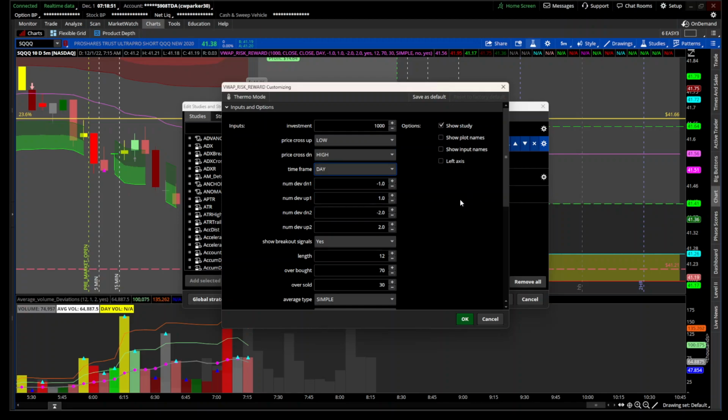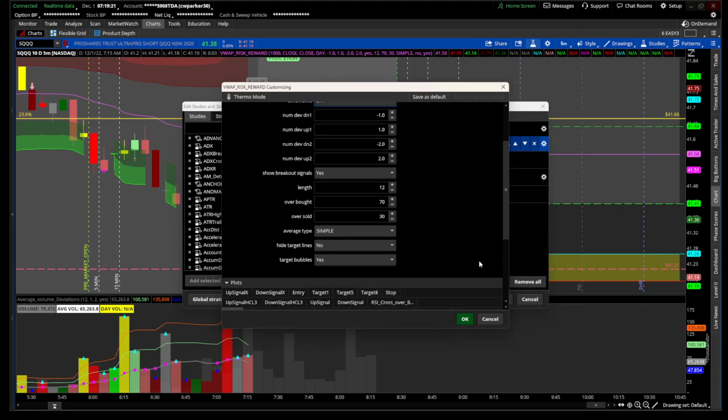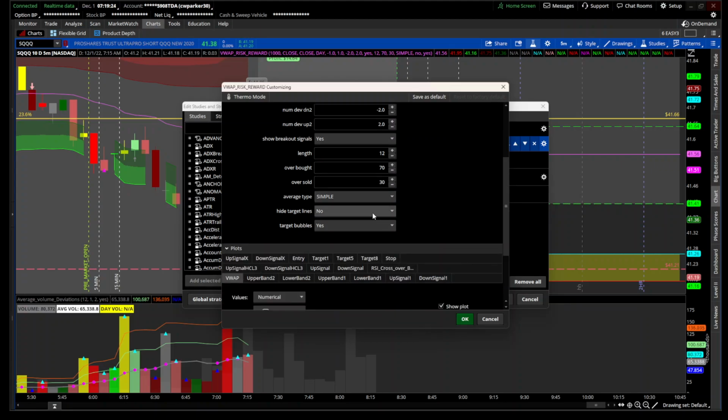The normal things in the VWAP are in there. Here are your deviations. You can actually change these, so if you wanted, change this to one deviation or three deviations. This one, your second deviation, is what really gives you the best signals, because price moves into an extreme low or extreme high. This length works for your RSI and your ATR, overbought, oversold, the simple average. You can hide the target lines. You can hide the target bubbles as well.